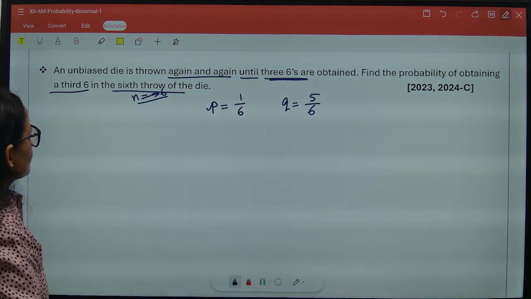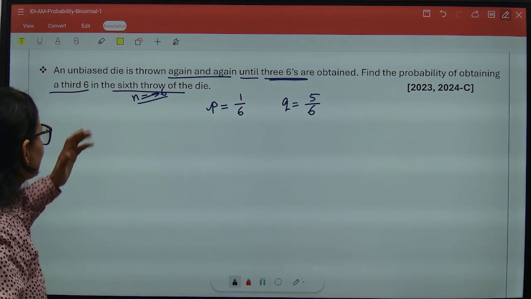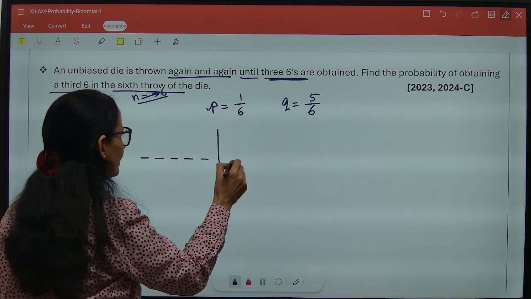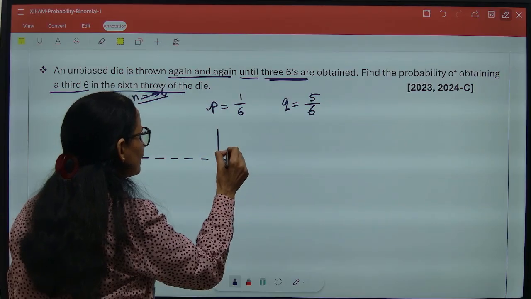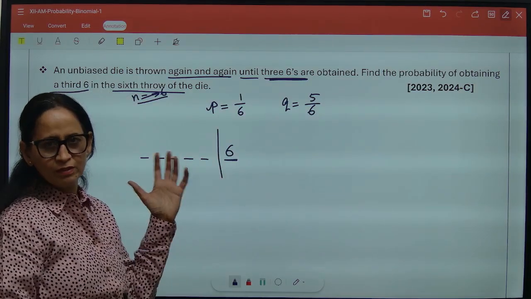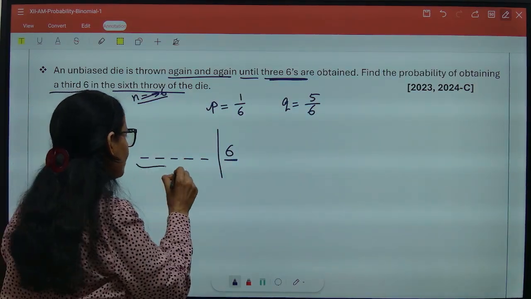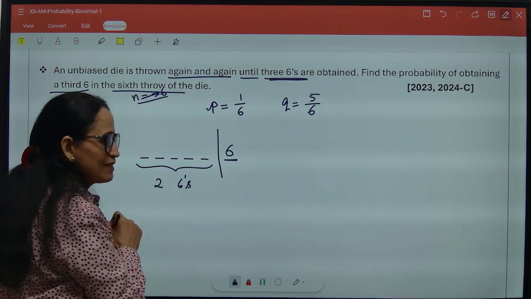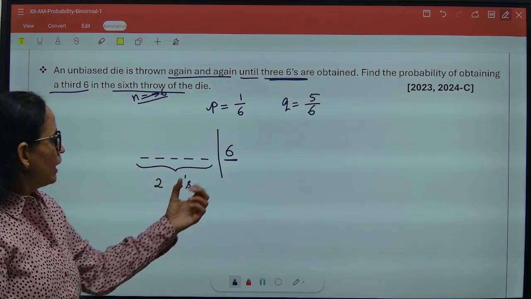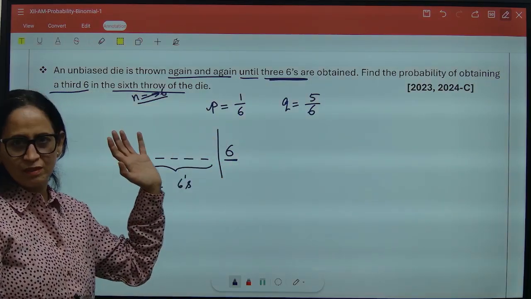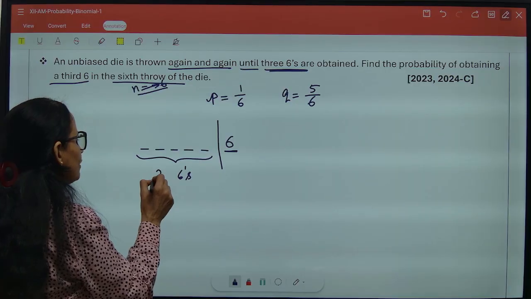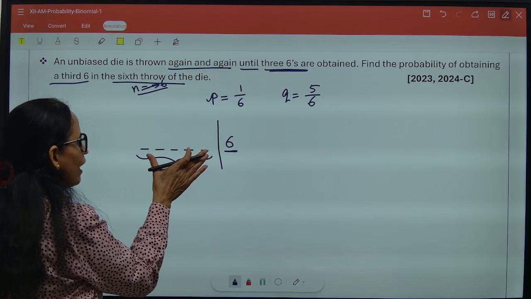Now it says probability of obtaining a third 6 in the 6th throw of the dice. 1, 2, 3, 4, 5 throws, and in the 6th throw you get a 6 here. What is the probability of this? So this means that in the first 5 throws you have got 2 6s. 2 times you got 6 in the first 5 throws, and in the last one you definitely got a 6. Right? So this is what we need to calculate. So what is the probability of getting 2 6s in 5 throws?